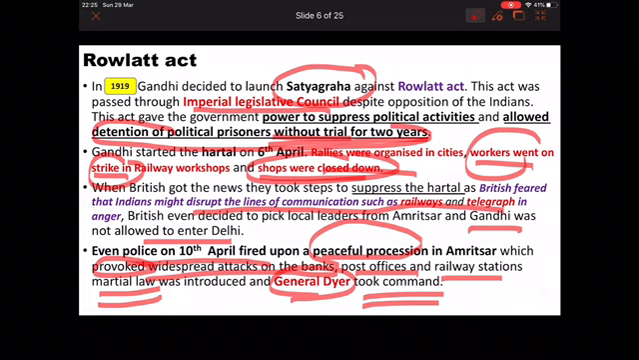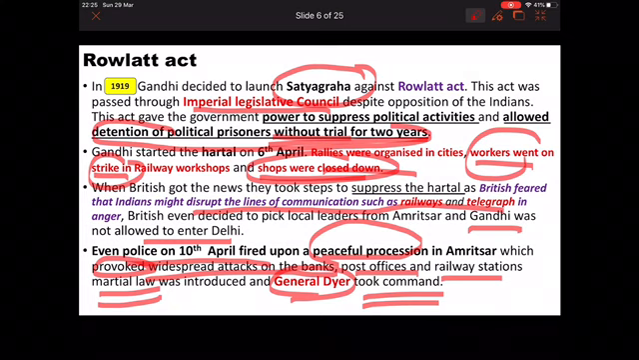When the British got this news, they took steps to suppress this Hartal started by Gandhi. Why? Because the British feared that the Indians might disrupt the lines of communication such as railways and telegraph. And the British ultimately decided to arrest a few leaders from Amritsar, and Gandhi was not allowed to enter Delhi.